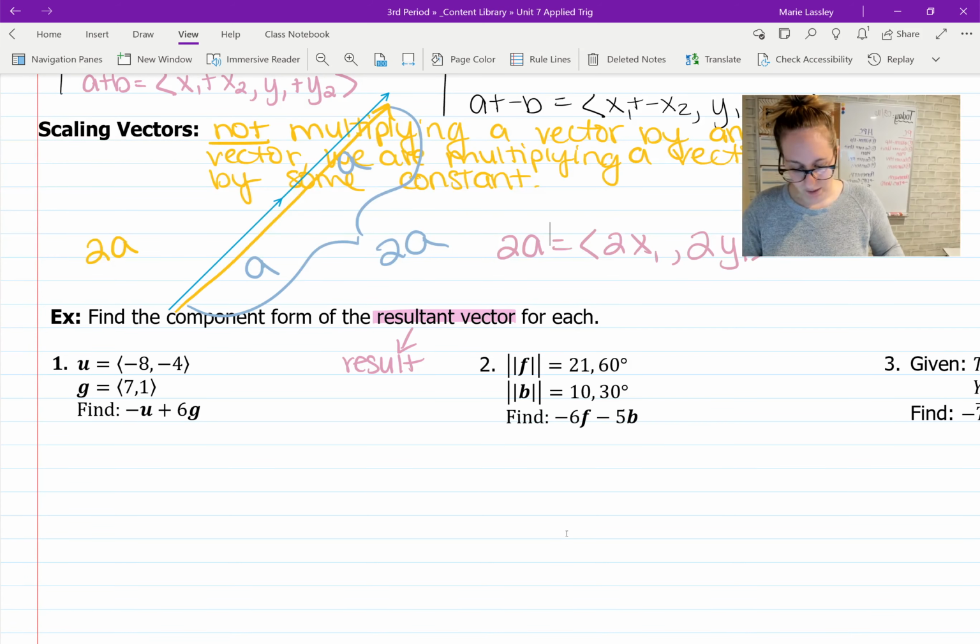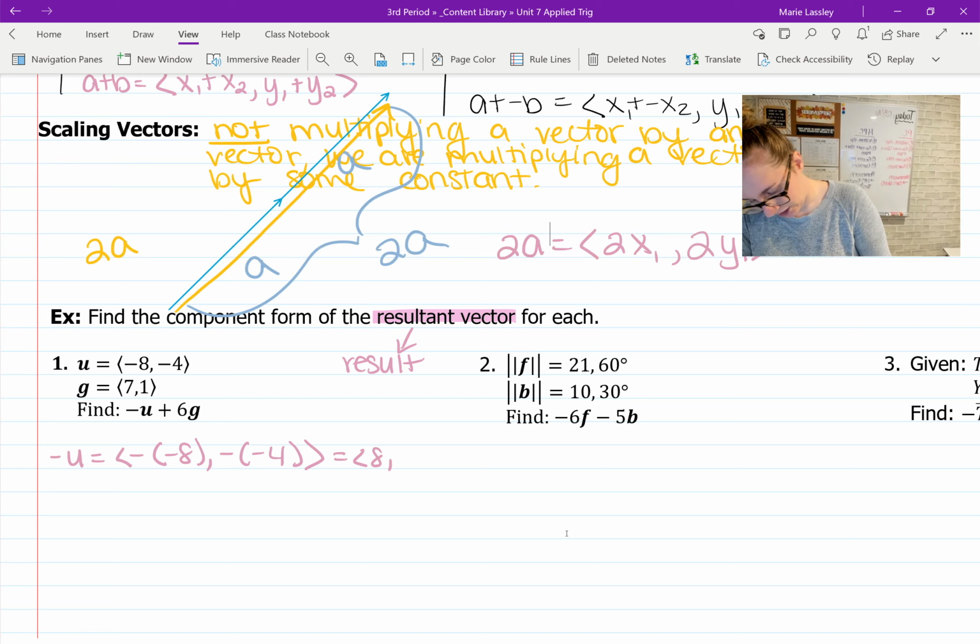Okay, so here we go. We're going to do negative u. Now you can either do this in pieces or all at once. Because it's our first one, I'm going to do it in pieces and then we'll put it all together at the end. I'm sure some of you will want to do this all at once, but I'm going to do it in pieces. So, negative u: it's negative -8 and negative -4, so we're multiplying to get that negative vector. This is going to be 8, 4. That's negative u.